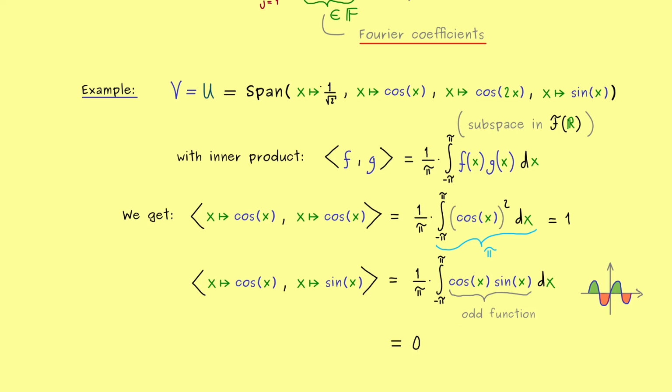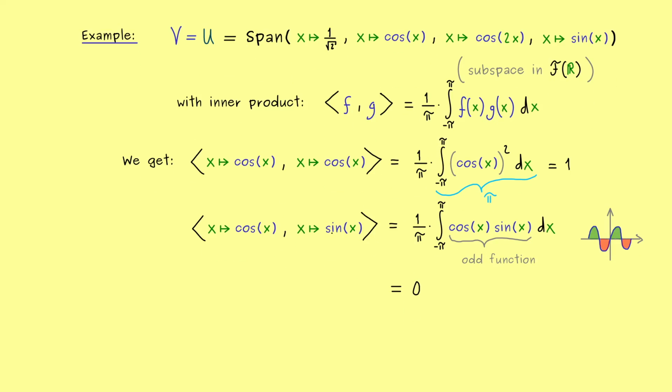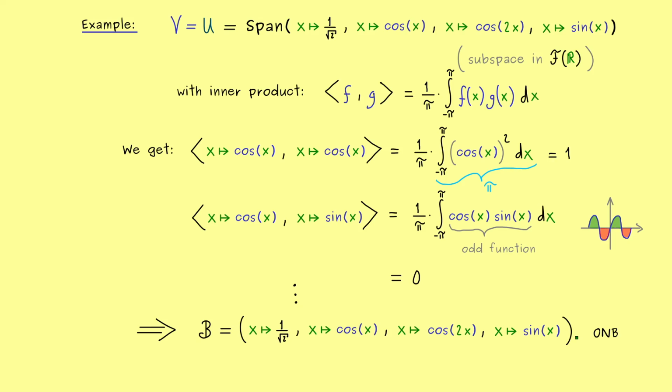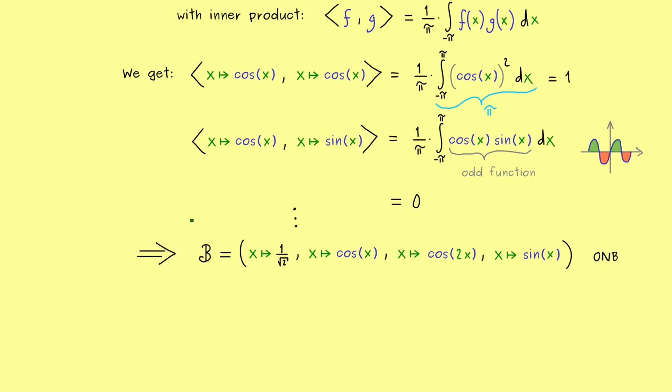And now we have to do it for all the other combinations as well, and what we get out is indeed an ONB. So maybe let's call it B as before, so this is our ONB. Of course, we say ONB with respect to this chosen inner product. And therefore, this constant here is important to set the length of the cosine function or the sine function to 1. Okay, and now for our example, we want to calculate the Fourier coefficients for a function.